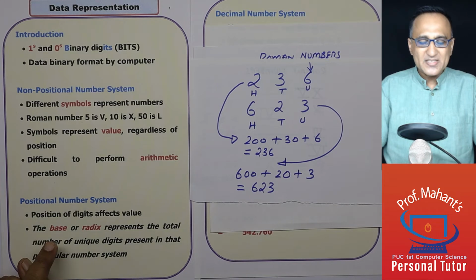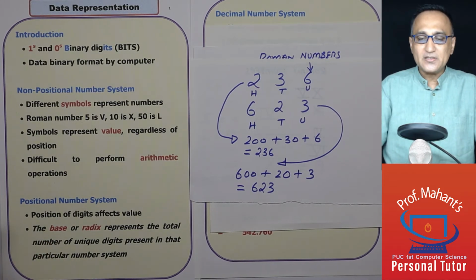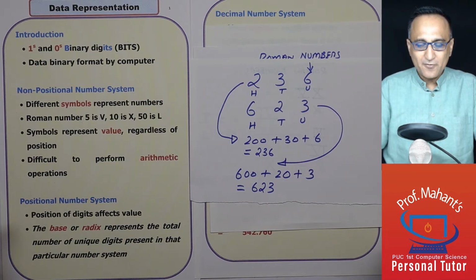So what is the base or radix of a number? The base or radix of a number system is how many unique digits there are in that particular number system. For example, in the decimal number system, there are unique digits from 0 to 9. So there are 10 unique digits.